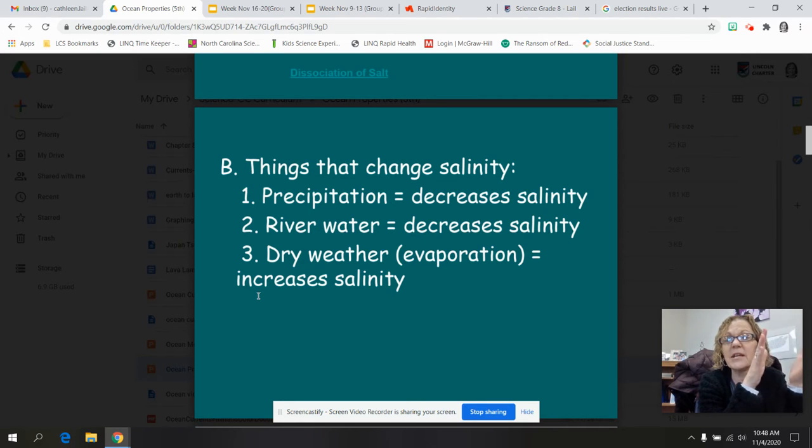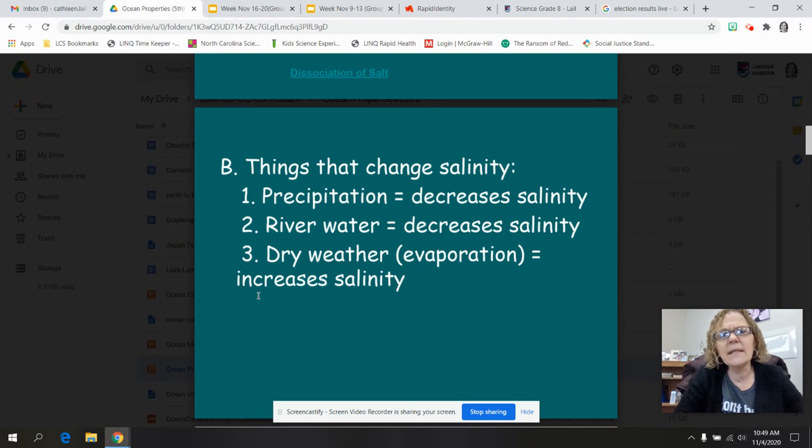So that just means a dry period of time where there's no precipitation and there's a high amount of evaporation. So the water, the H2O in the seawater, is evaporating, but the salt is being left behind. That will also increase the salinity level, okay?